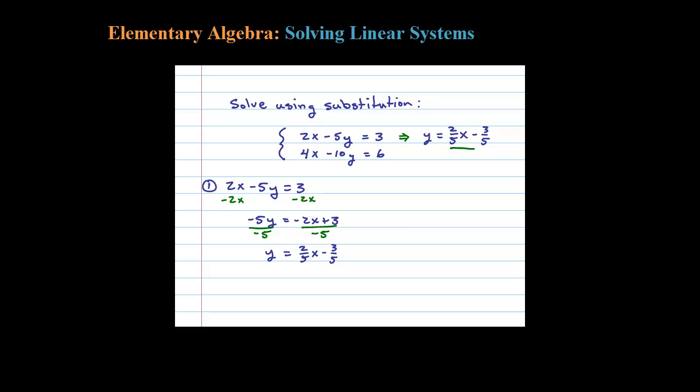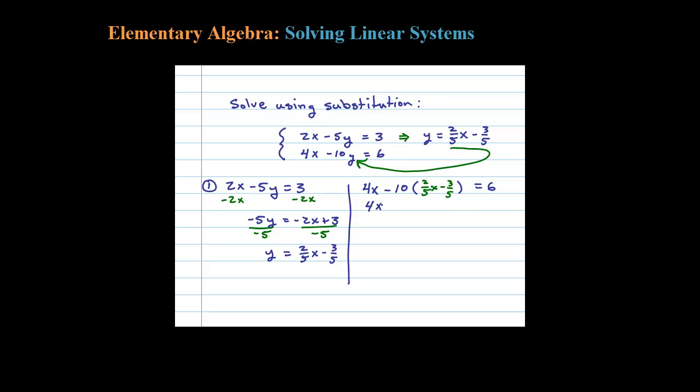So then take that y and substitute it into that second equation there. This is the substitution step. Okay, 4x minus 10 times y equals 6. For y, I'm going to substitute 2/5 x minus 3/5. Now don't be afraid of those fractions, it's really no big deal.